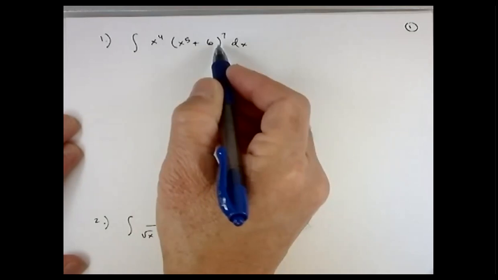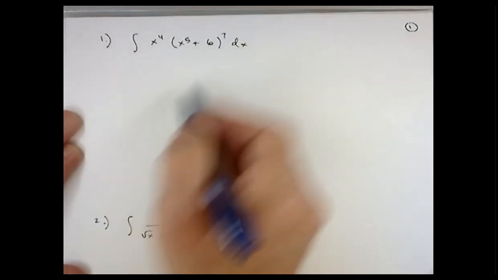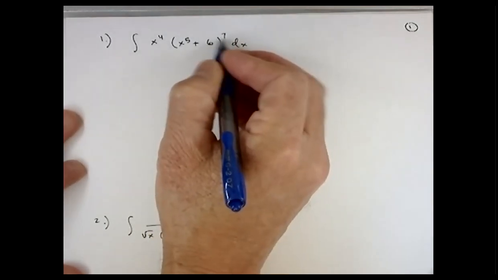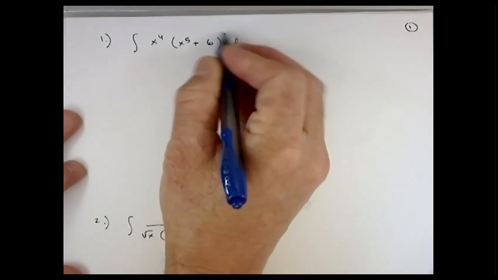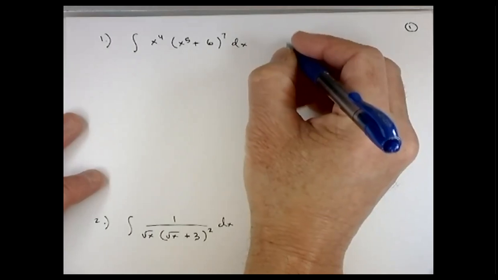I could distribute the x to the 4th, and I'd have just a bunch of terms, powers of x's, and I could integrate each one separately, right? But this is the advantage of U-substitution, especially if you've got something raised to the 7th. That's too much work, right? So let's run through it.